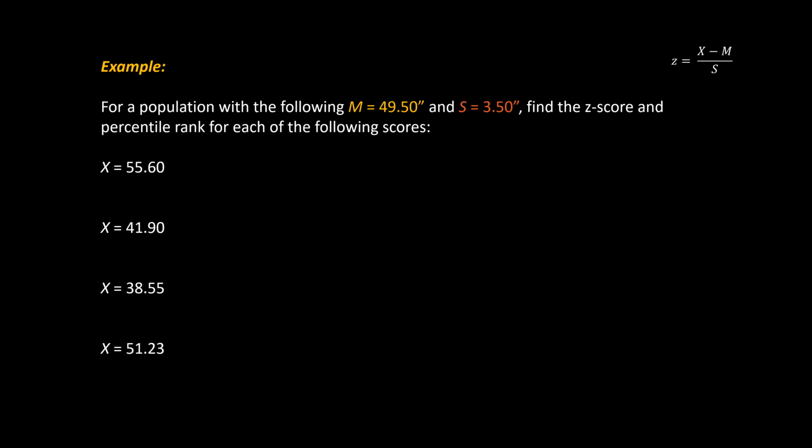So for a population with a mean of 49.50 and a standard deviation of 3.50, I want you to find the Z-score and the percentile rank for each of the following scores. So we've got a mean of 49.5 inches for these children and a standard deviation of 3.5 inches. I want you to use the formula that you've got on this slide to find the Z-score for all 4 of these. I will have the solutions for you on the next slide.